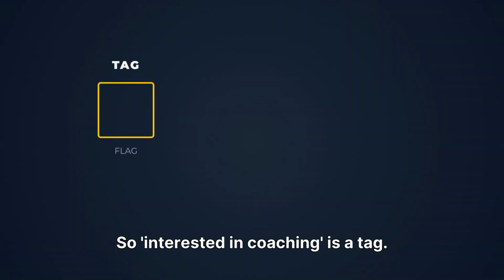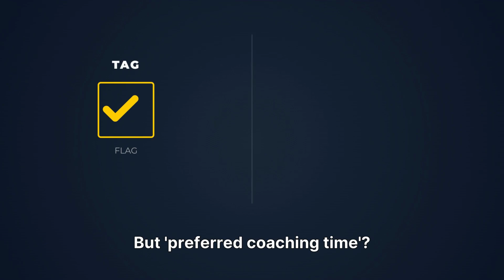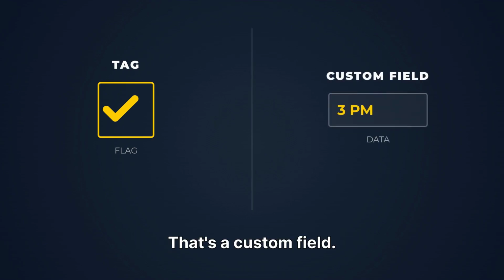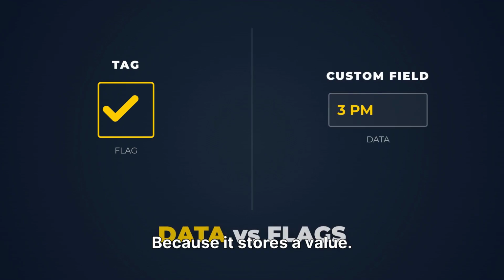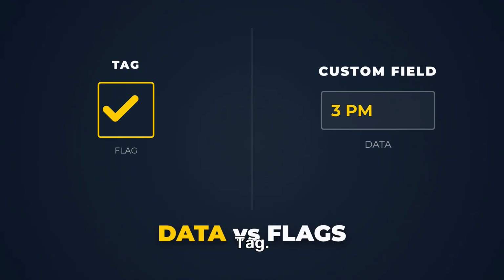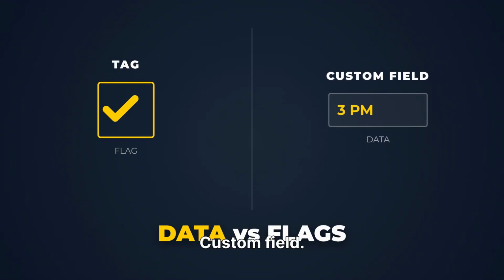So "interested in coaching" is a tag, but "preferred coaching time," that's a custom field because it stores a value, not a yes or no. If it's a flag, tag. If it's data, custom field.